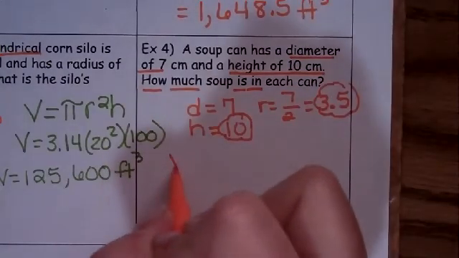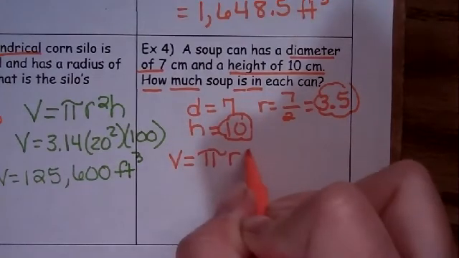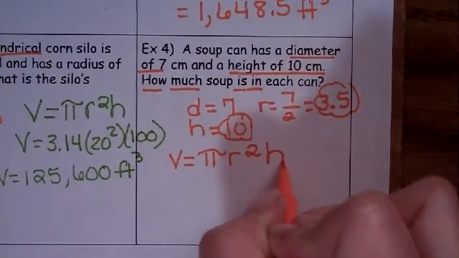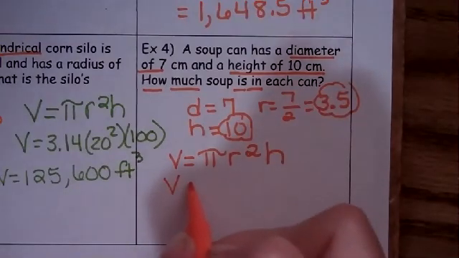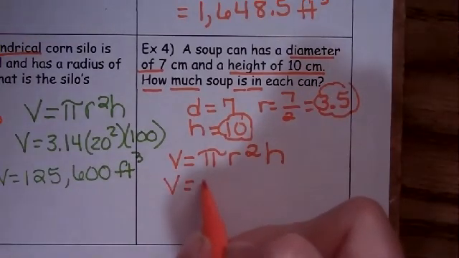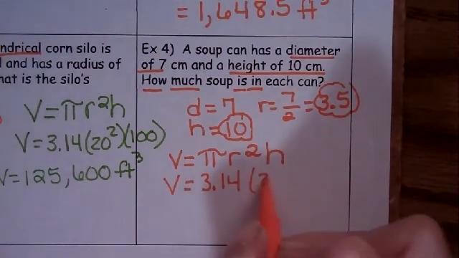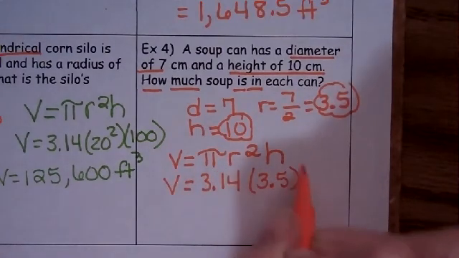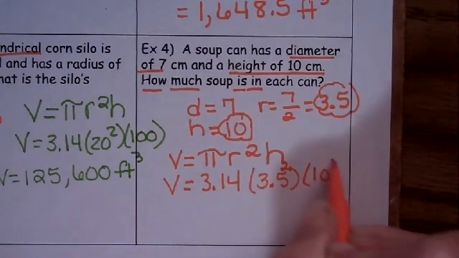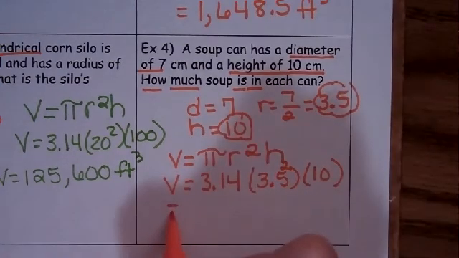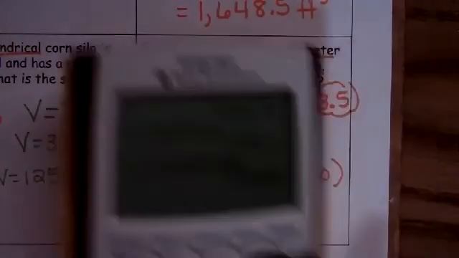So I have my 2 numbers, this one and this one, to put into my formula. So I'm going to write V equals pi r squared h. So V equals 3.14 times 3.5 squared times 10. Now, I'm going to put that into my calculator.